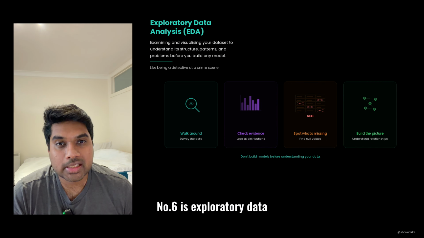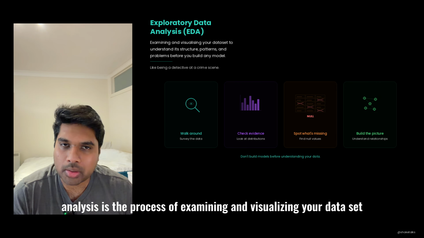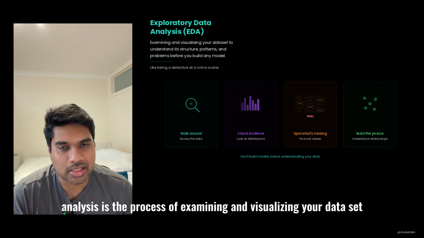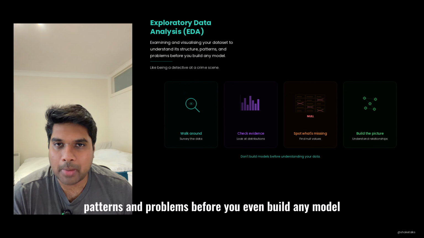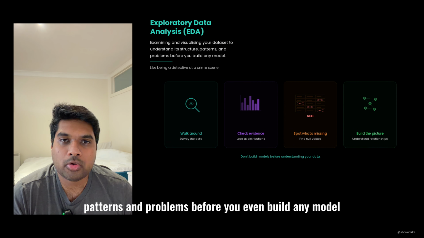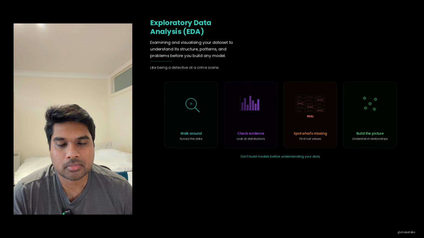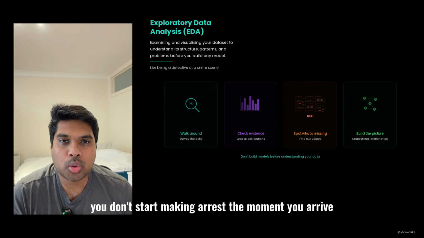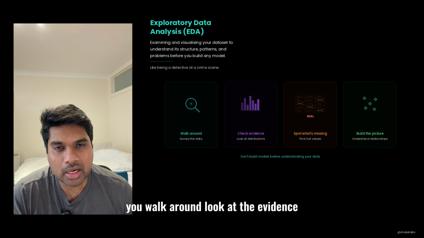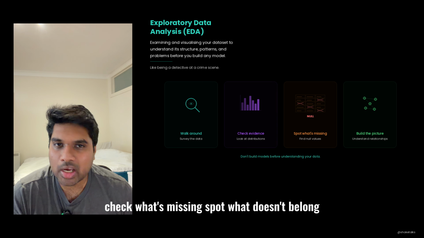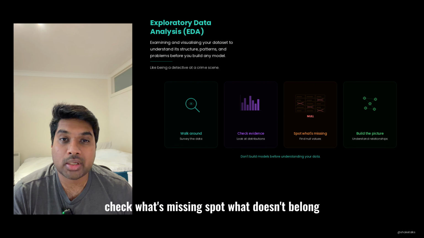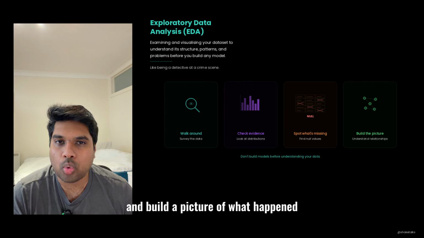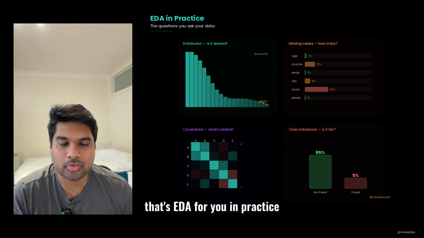Number 6 is exploratory data analysis, the process of examining and visualizing your dataset to understand its structure, patterns, and problems before you even build any model. Think of it like being a detective at a crime scene. You don't start making arrests the moment you arrive. You walk around, look at the evidence, check what's missing, spot what doesn't belong, and build a picture of what happened. That's EDA for you.